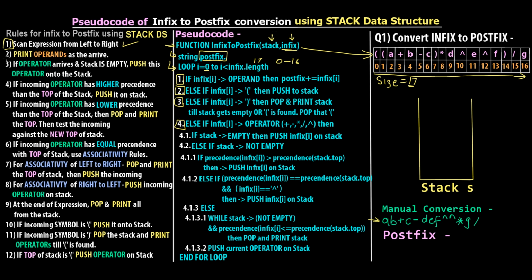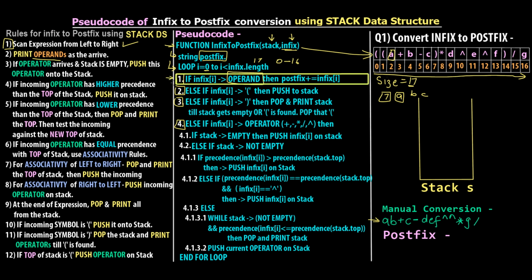Let's read rule number 2 first. Rule number 2 says print operands as they arrive, which means that at any point in the loop when we are iterating from 0 to 16, if the character is an operand, something like a variable or a number, or a complex expression can also be considered as an operand, but in our case it is going to be a variable, right? If A, B, C occurs, it is an operand. So anything that is not an operator or not a bracket is an operand, in our case. So if an operand comes, we have to print it as it is.